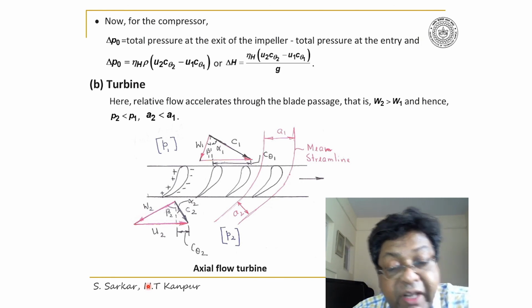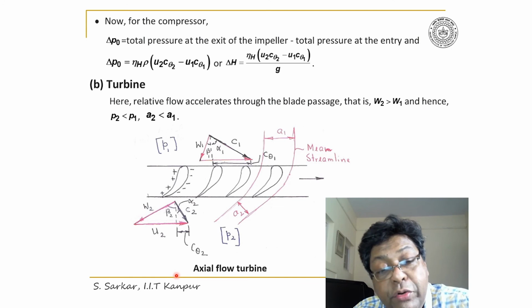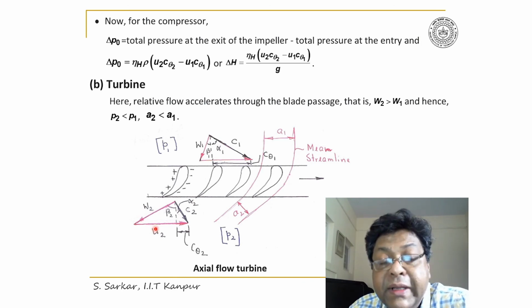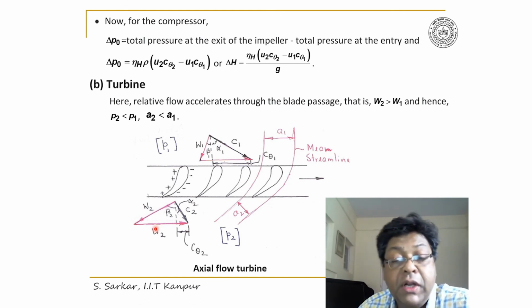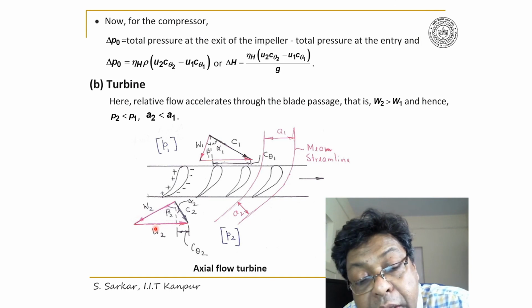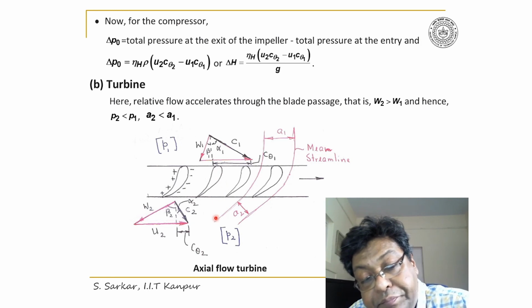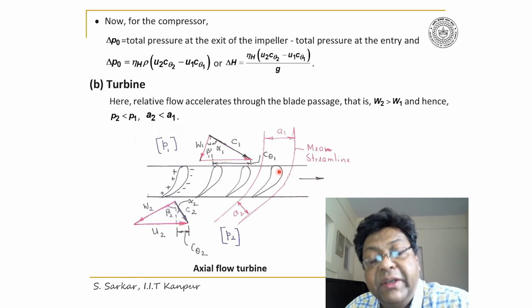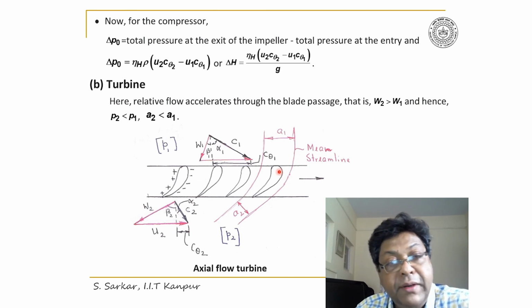Now note the significant difference here. Not only is W2 greater than W1 because the flow will accelerate, but beta 2 will be higher than beta 1 because of turning of the flow. And alpha 2 will be less than alpha 1. So please note the different features appearing here because of the turbine.